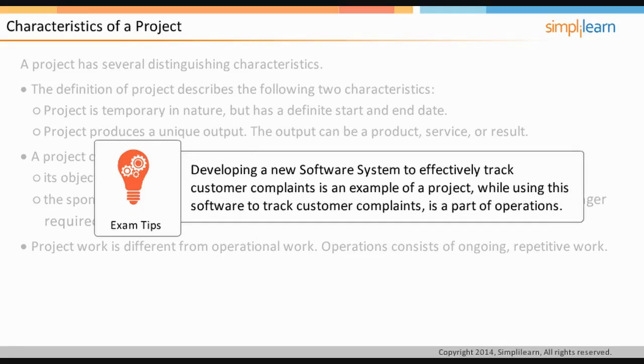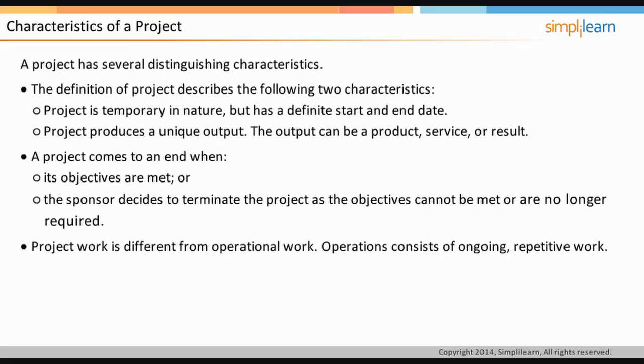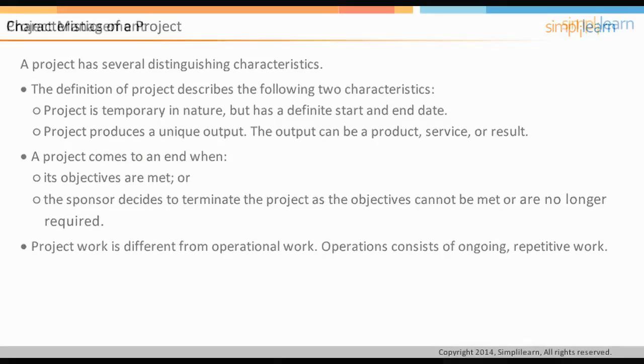Creating a new software system to effectively track your customer complaint can be an example of a project. When the software is successfully developed, the project objective is met, which marks the end of the project. When you start using this software to track customer complaints, you are entering into the operations phase. In the next screen, let us now look into project management.